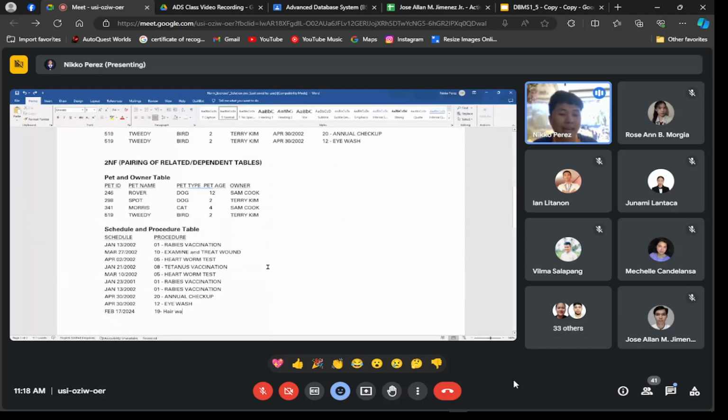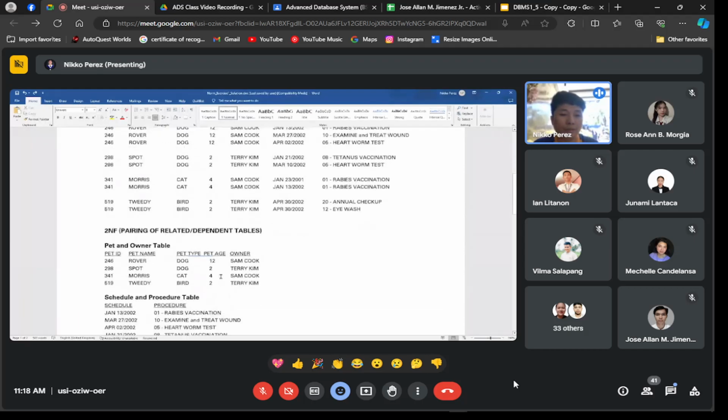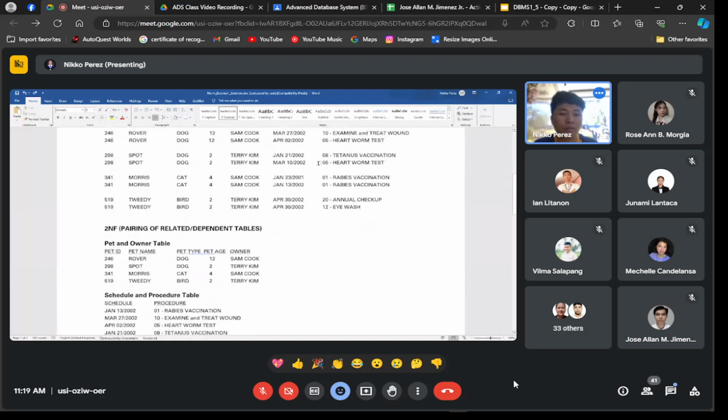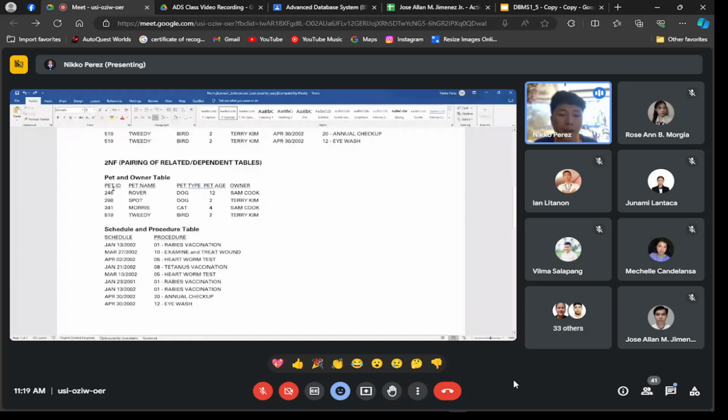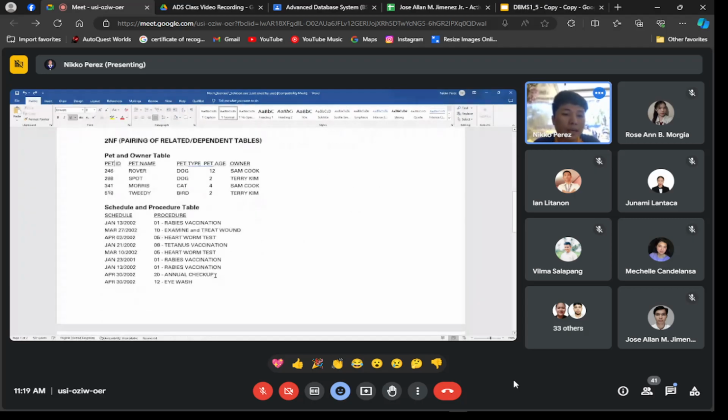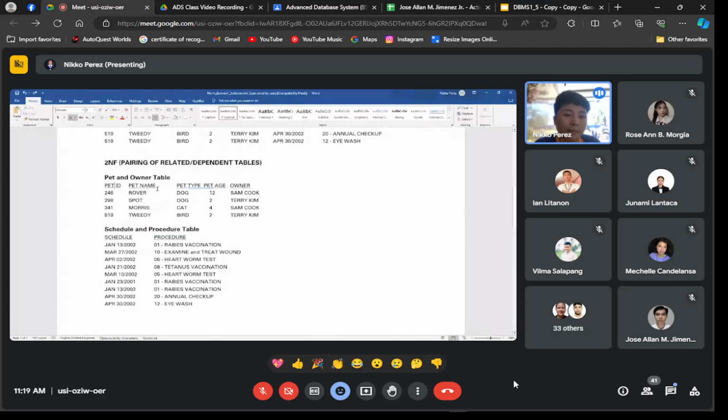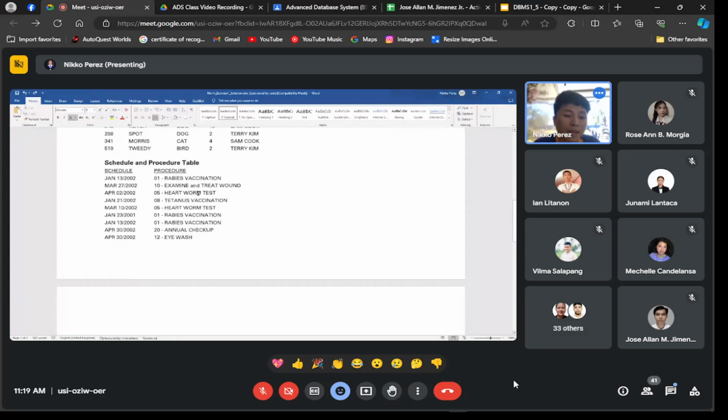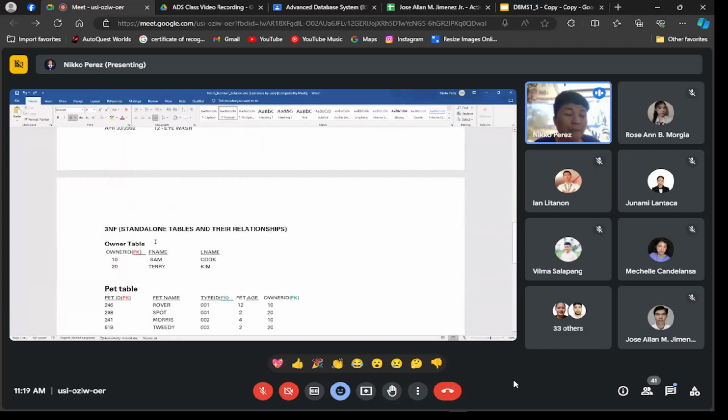Okay. Again, remember once you encounter this in our future activities: first normal form, distribute the values. Second normal form, pair our tables, the pet and owner table, and the schedule and procedure table. Now, in the third normal form, we have to separate after pairing.